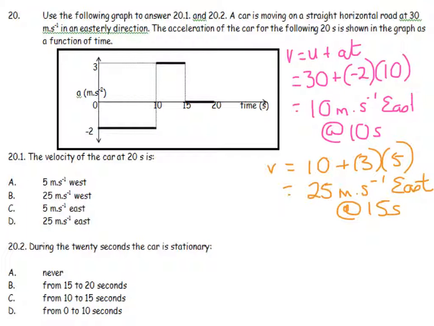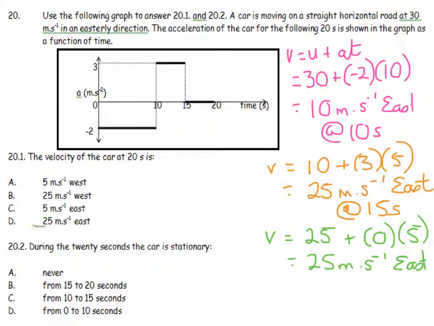And finally, I can say for the last 5 seconds, final velocity is equal to starting velocity at 15 seconds plus there's no acceleration for the remaining 5 seconds. So in other words, it's still going at 25 meters per second east. And I've got that as an answer option over there as D.